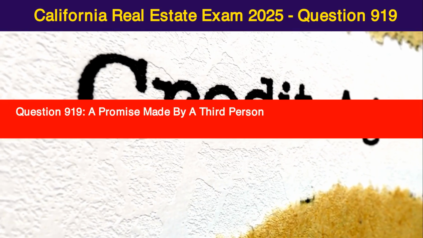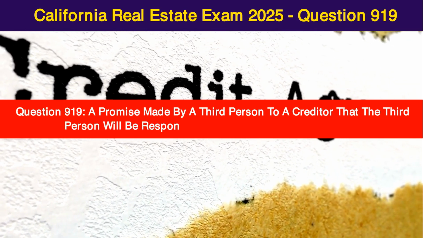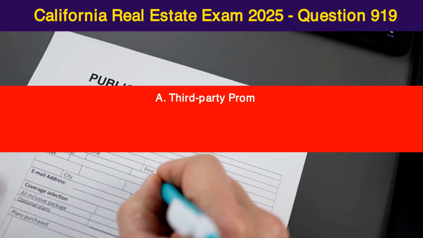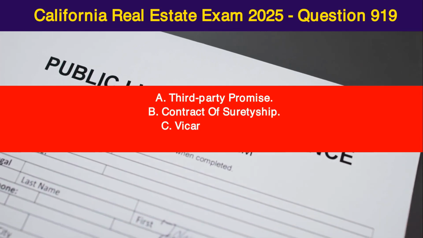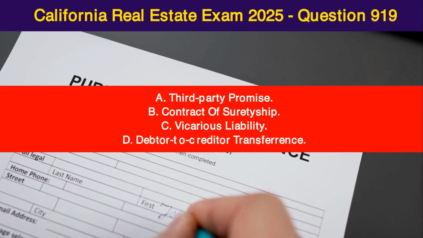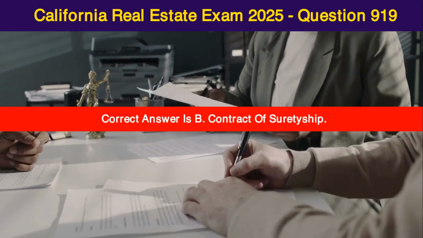Question 919. A promise made by a third person to a creditor that the third person will be responsible for a creditor's debt is called A. Third-party promise. B. Contract of suretyship. C. Vicarious liability. D. Debtor-to-creditor transference. Correct answer is B. Contract of suretyship.